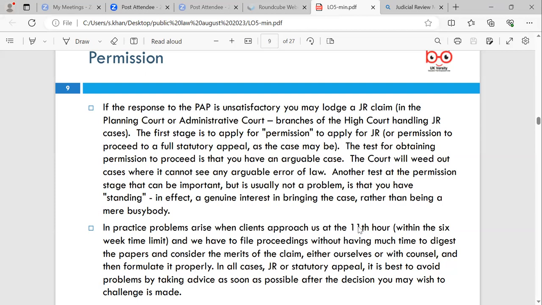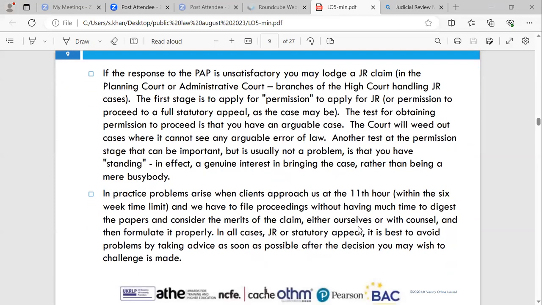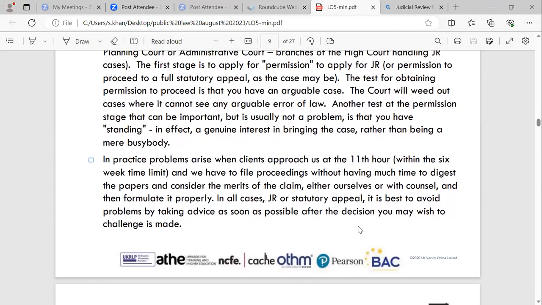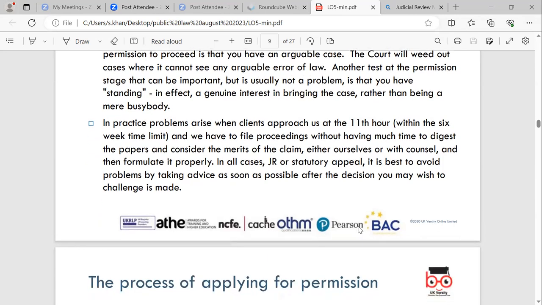In practice, problems arise when clients approach us at the 11th hour within the 6-week limit, and we have to file proceedings without having much time to digest the papers and consider the merits of the claim, either ourselves or with counsel, and then formulate it properly. In all cases, judicial review or statutory appeal, it is best to avoid problems by taking advice as soon as possible after the decision you may wish to challenge is made.